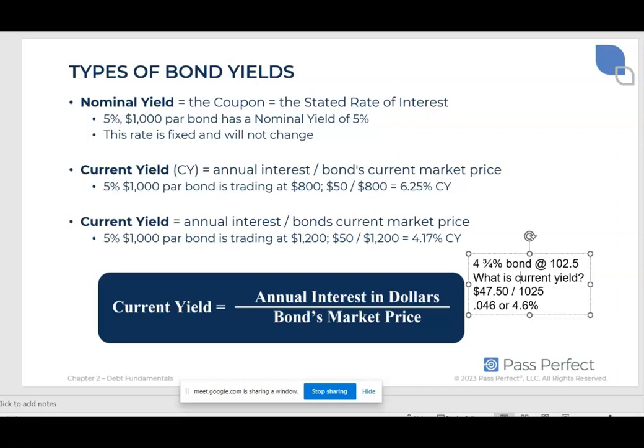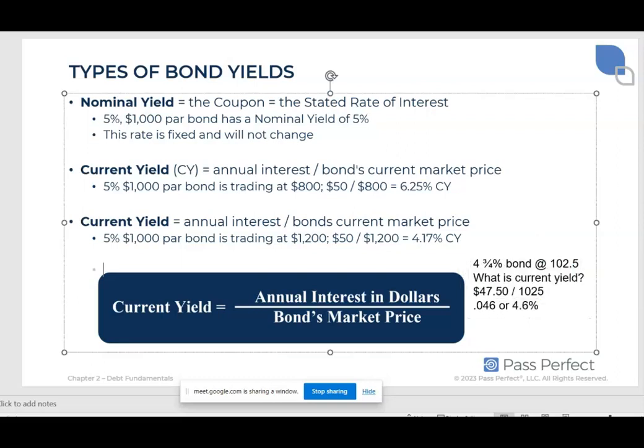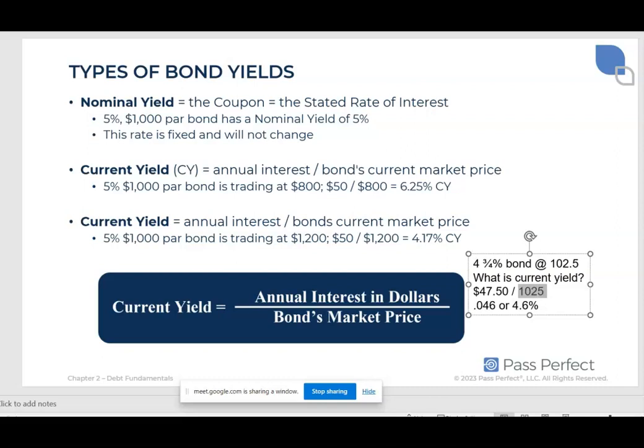Price quote is 102.5, which we already see in decimal format. Move the decimal one to the right is $1,025. So receiving $47.50 a year on a $1,025 investment is about 0.046 or 4.6%. So again, the price has gone up from $1,000 to $1,025, and the yield has gone down from 4.75 to 4.6.